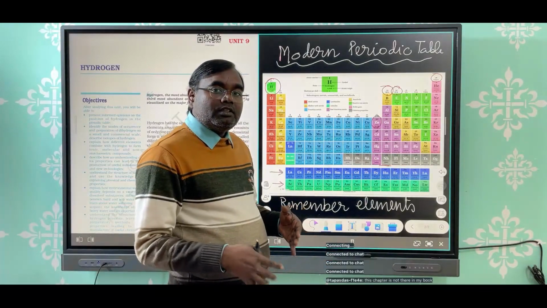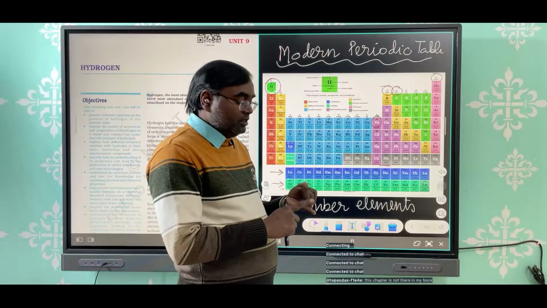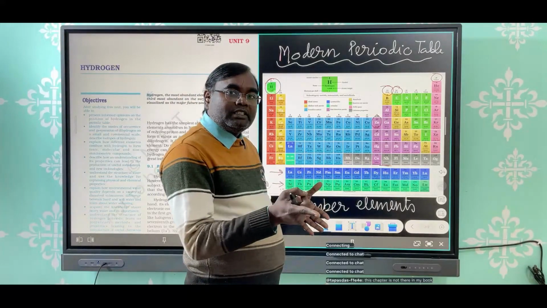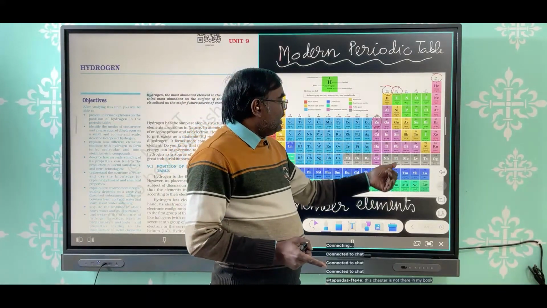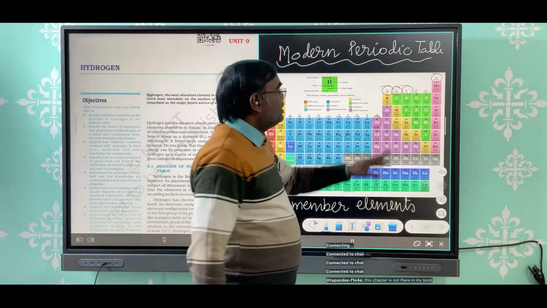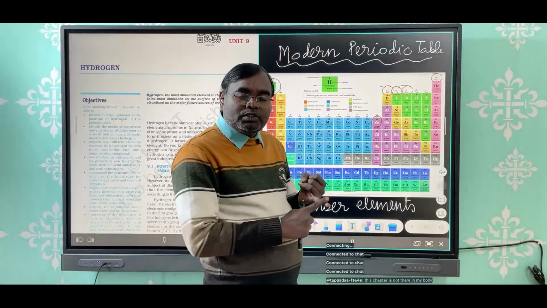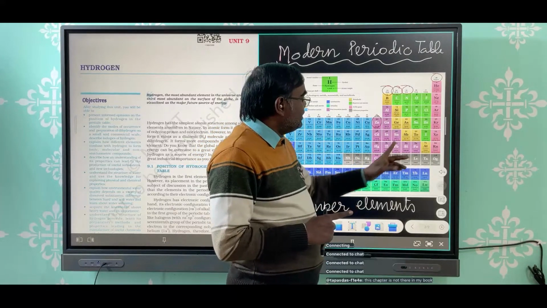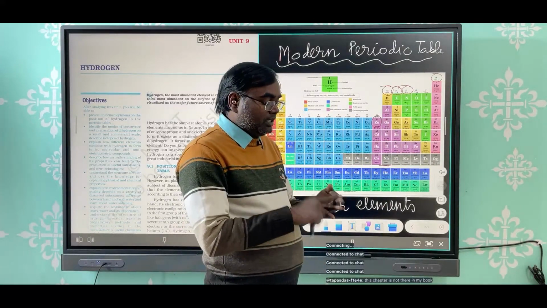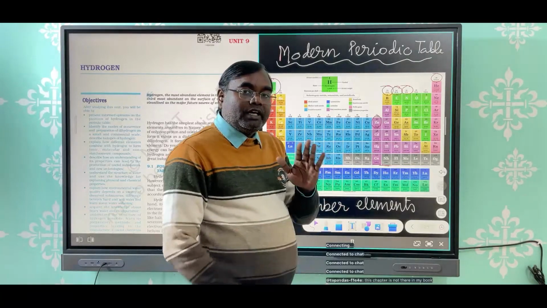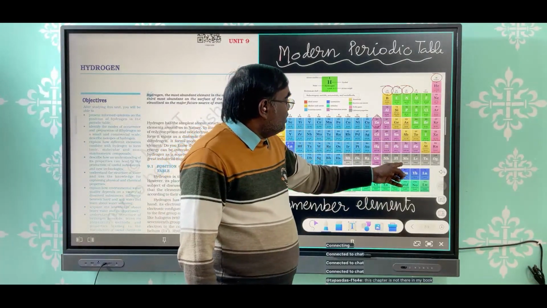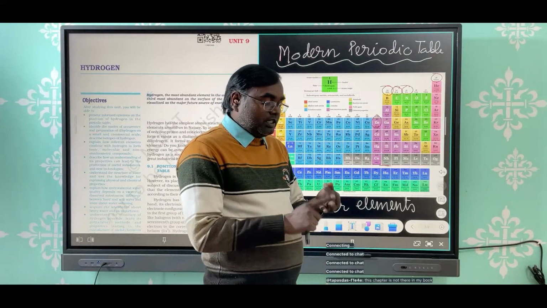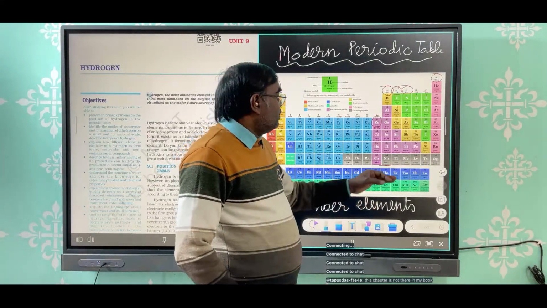So recall with me: carbon, silicon, germanium, stannum, that is also known as tin, plumbum, and flerovium. Like fifth A, that is nitrogen, phosphorus, arsenic, antimony, bismuth. And the next new one is moscovium. So nitrogen, phosphorus, arsenic, antimony, bismuth, and moscovium.